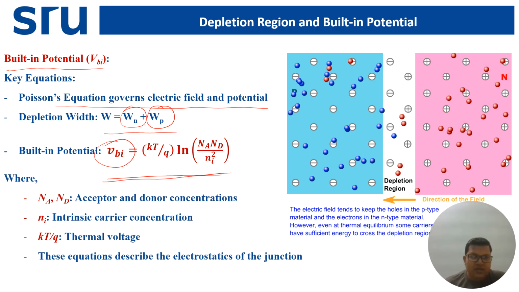Na and Nd, as I described earlier, are the acceptor concentration and the donor concentration. ni is the intrinsic carrier concentration. kT by q is the thermal voltage, where k is the Boltzmann constant, T is the absolute temperature in Kelvin, and small q is the electronic charge. So these equations describe the electrostatics of the junction.